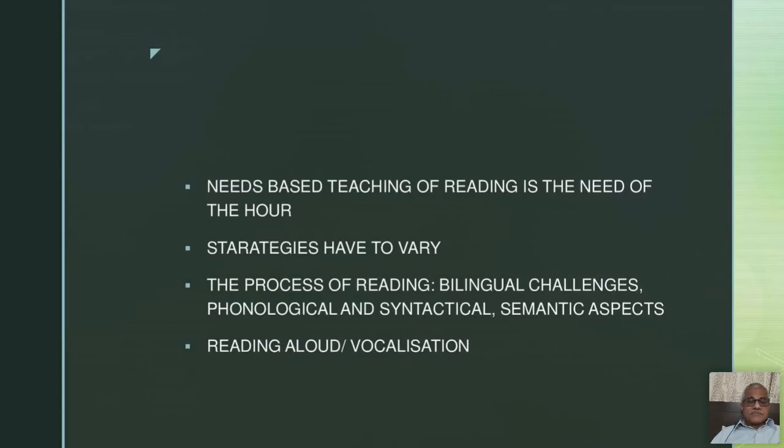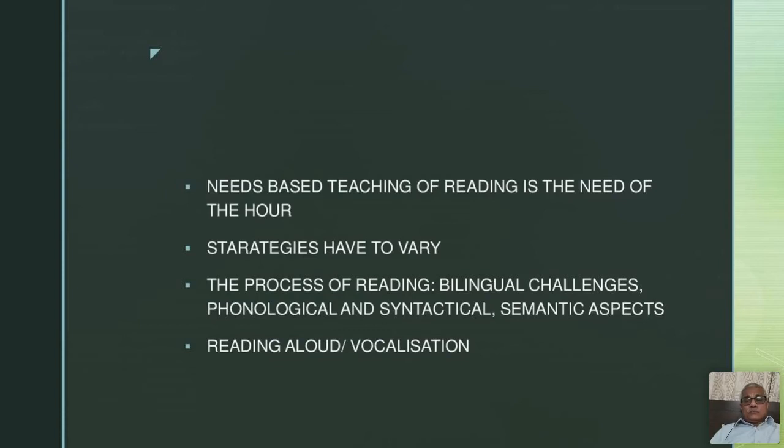So reading is based on needs. Reading is based on requirements. It's based on the purpose and the function for which people choose to read. And reading has generally been replaced by the visual medium that is there. And the printed word, the graphic substance, is being replaced by the visual substance. That is the reality of the day.